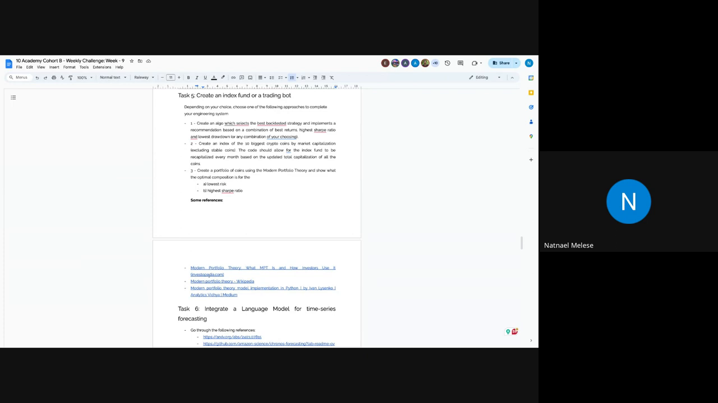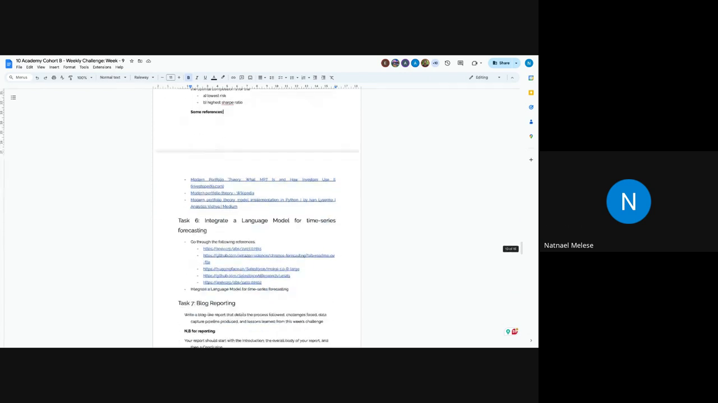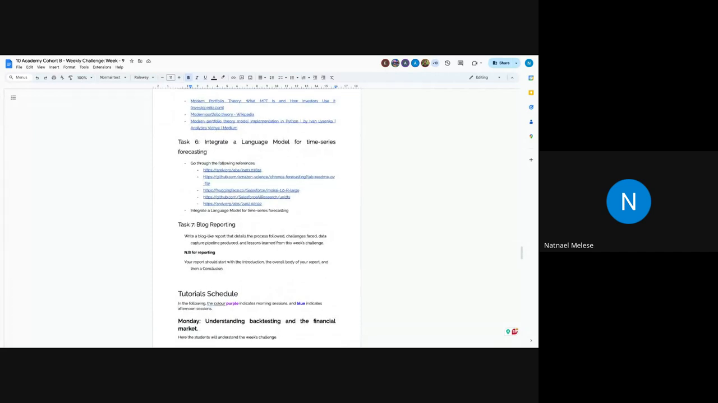So make sure to go through the theory of modern portfolio, and also any other theories that can be applied. For example, to create a model for modern portfolio in Python, how to create it and what tools are required, you can go through the references listed here, and also read more on your own. And the next step is integrating a language model for time series forecasting.